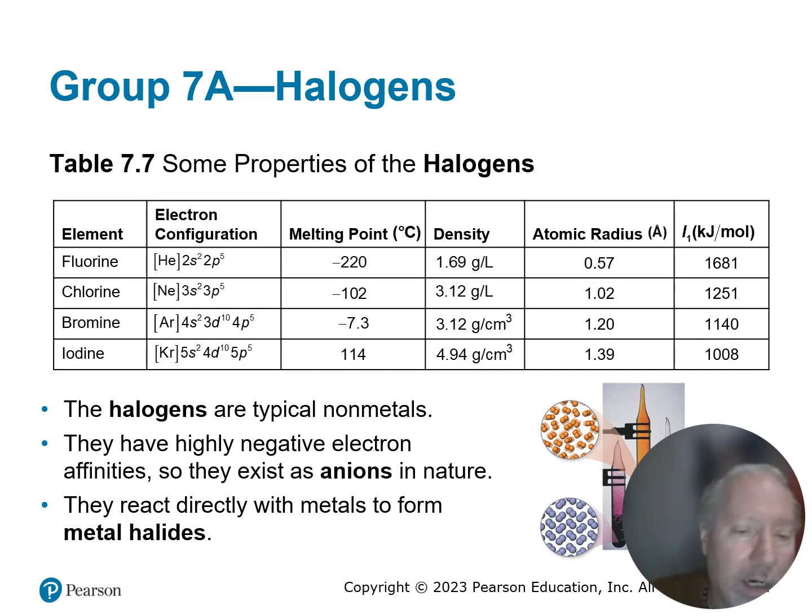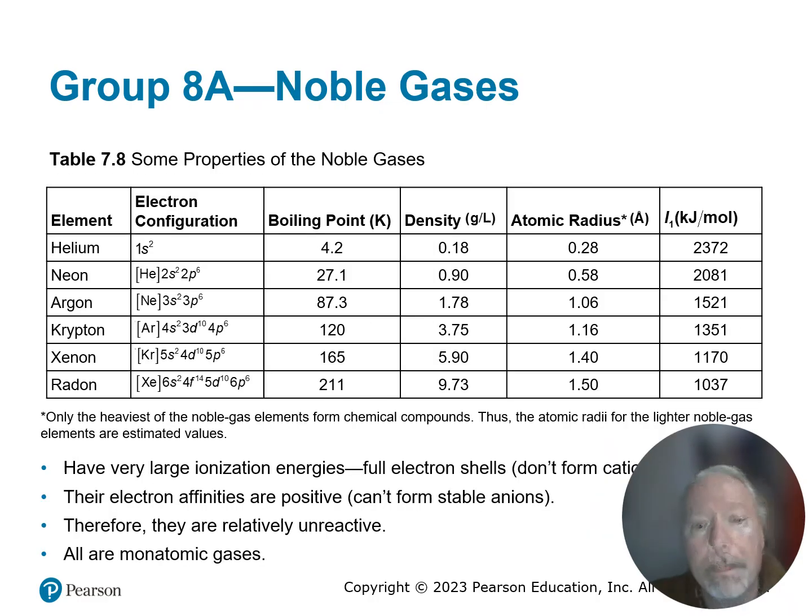So halogens are considered nonmetals. They have a high negative electron affinity and exist as anions in nature. You don't find pure fluorine, you find fluoride with a negative charge. They react directly with metals if they're purified to form metal halides, such as potassium iodide, things like that. So the ionic compounds can be made.